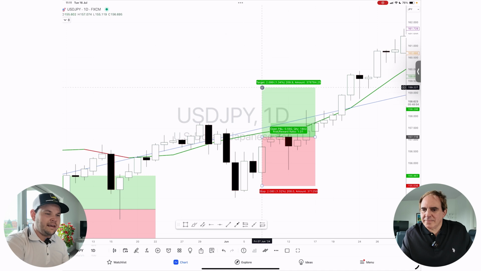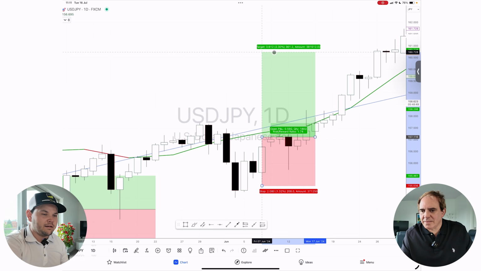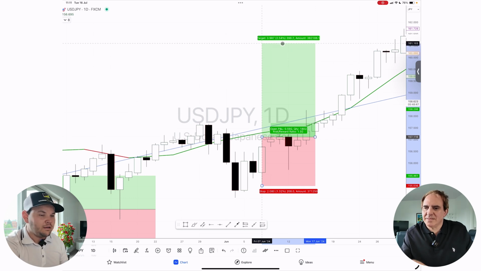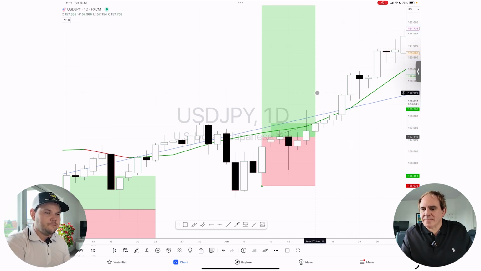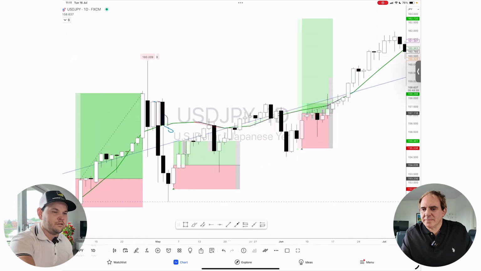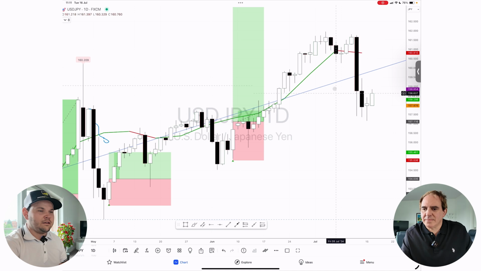Now, the next target, I use 3-to-1 as my maximum target because I found this to be the best. If you go beyond 3-to-1, it's really rare. It could happen, but I would prefer to get out at 3-to-1 than lose the trade. So 3-to-1 is somewhere over here. Now you see price didn't really get to that point yet.